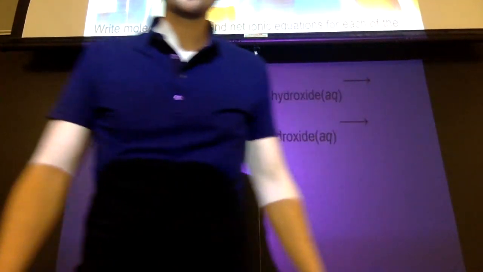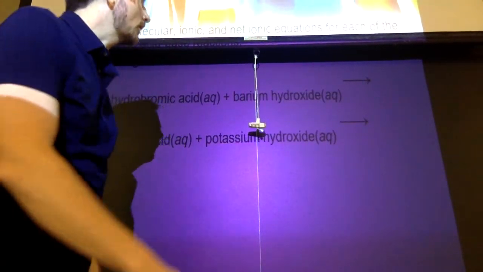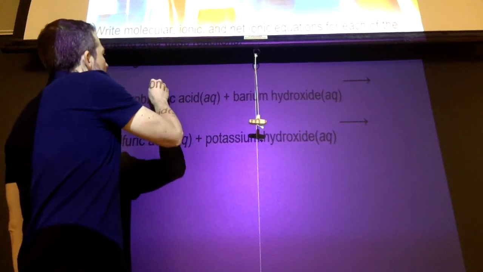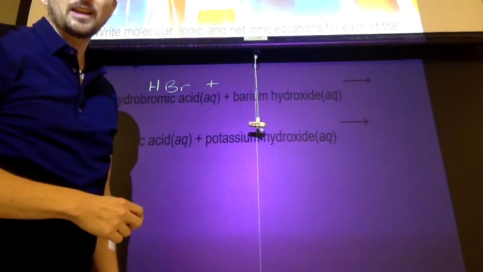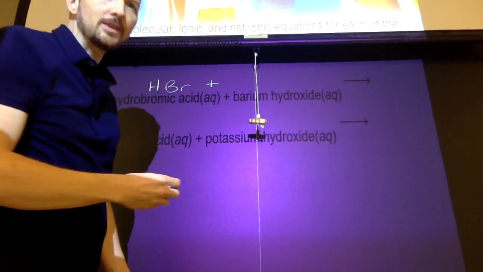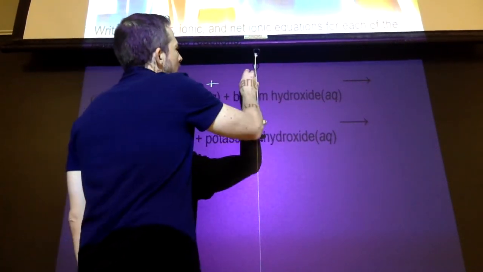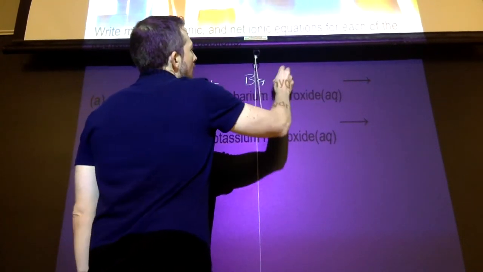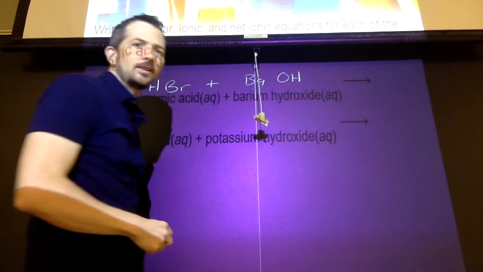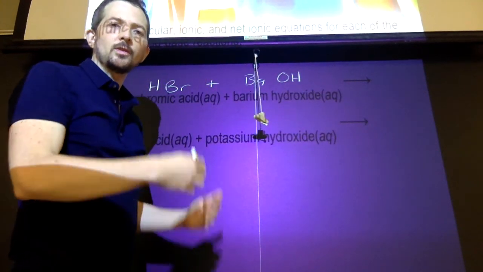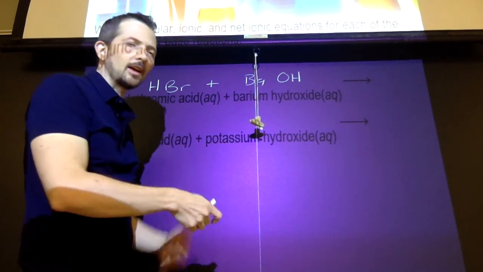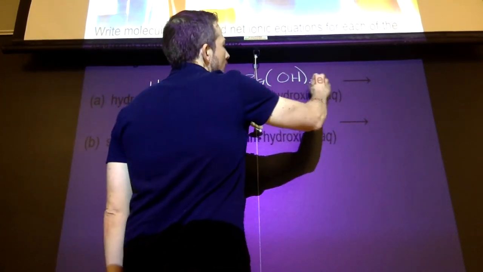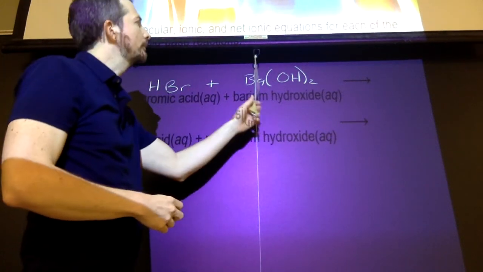The first one I have is hydrobromic acid. So hydrobromic acid is HBr. Barium hydroxide. Now you have to remember barium hydroxide. Barium is a 2+. Hydroxide is an OH minus. So if it's a 2+ and I have OH minus, I need 2 hydroxides to balance out my barium.